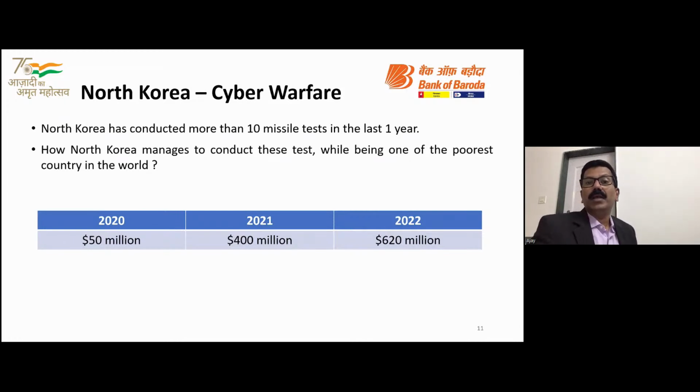From where does the money come? According to investigators, it all comes from stolen crypto. They are getting the money from stolen cryptocurrency. During 2020, they stole 15 million from various countries. Again, in 2021 it went up to 400 million, and in March 2022, it became 620 million as per the statistics. So the question is, how did North Korea pull this off?